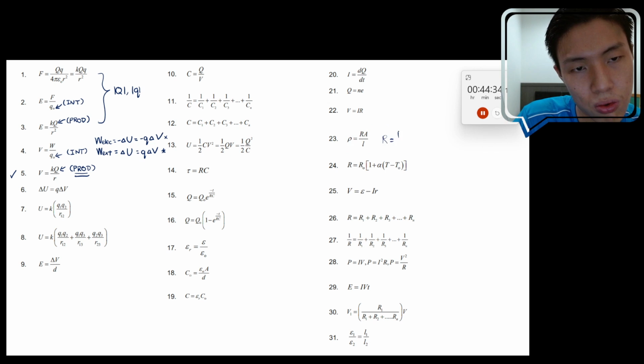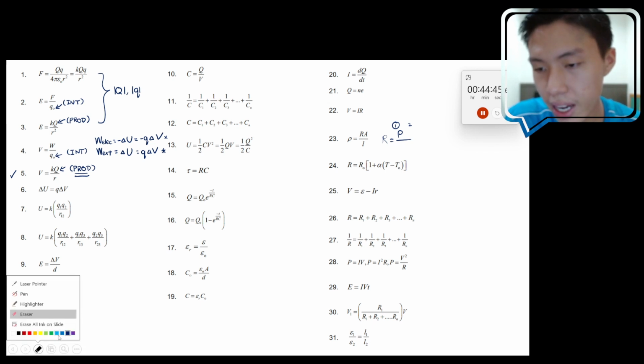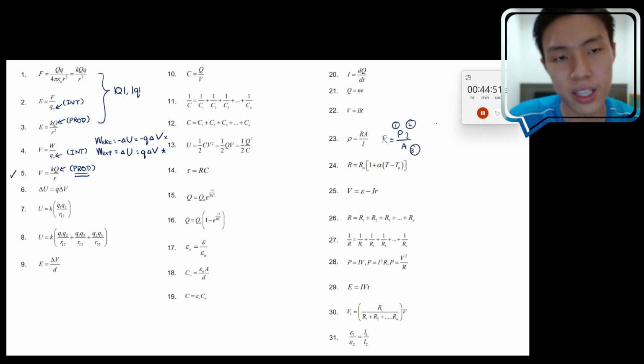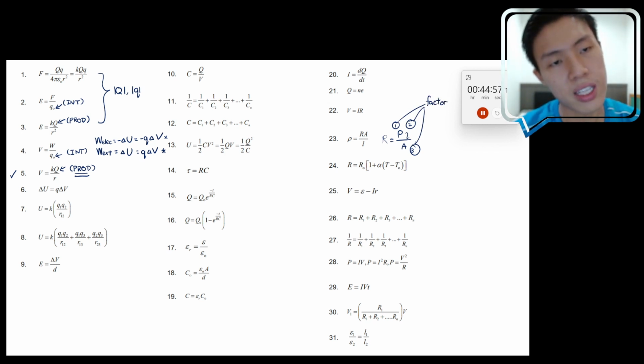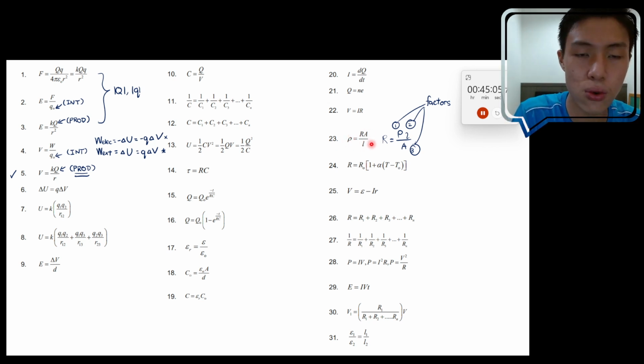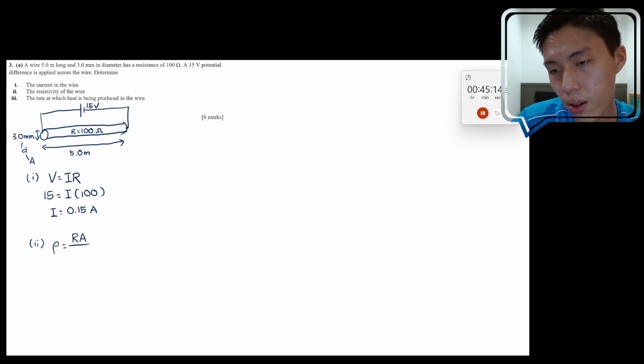But usually I prefer to write it this way. R is equals to rho L over A. Because resistance depends on three factors: the resistivity of the material, the length of the conductor, and also the cross-sectional area of the conductor. So these are factors affecting resistance. Okay, this is how I usually arrange it, but for this situation, we are going to rearrange it into this form because this is what they're asking for, right? They're asking for the resistivity rho. So rho will be equals to RA over L.